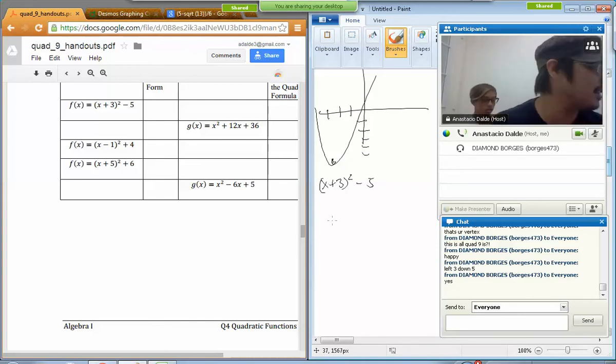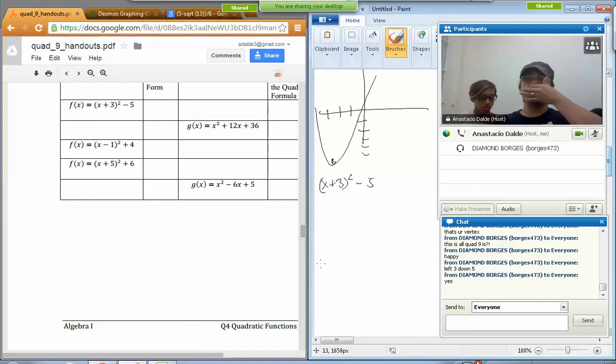All right, you get another shot. What is x plus 3 squared? X squared.